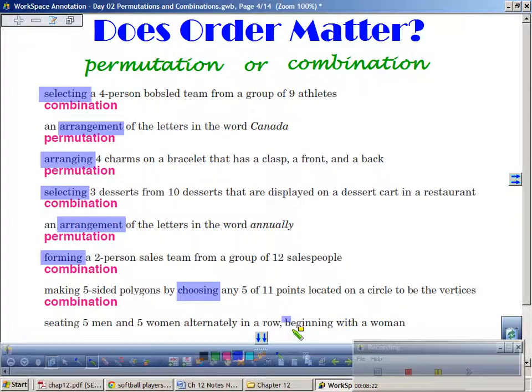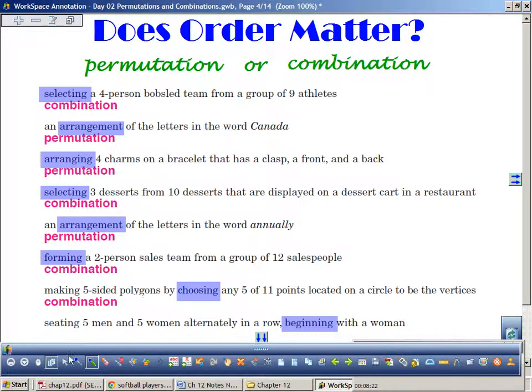Seating 5 men and 5 women alternately in a row beginning with a woman. I'd say the key word there is beginning with. That tells me that there's order to it. So that'd be permutation.